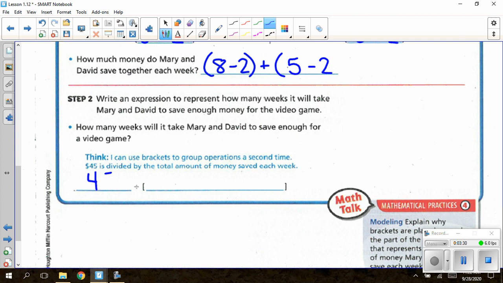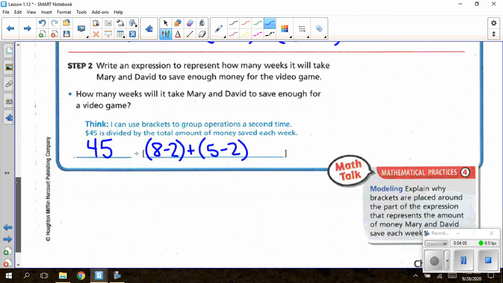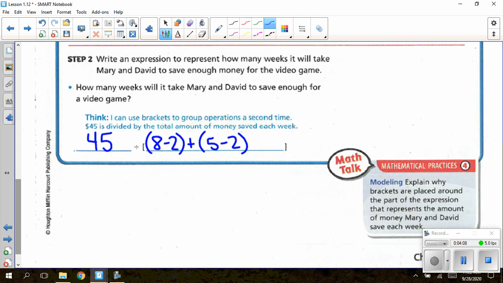So I'm going to write 45 out front. And then inside the brackets, we need to write the expression we just came up with to figure out how much Mary and David save per week. So looking at that expression from the bullet point of step 1, we have 8 minus 2 in parentheses plus my 5 minus 2 in another set of parentheses. So in order for us to figure out how many weeks, we would then need to solve the parentheses that are located inside the brackets first.